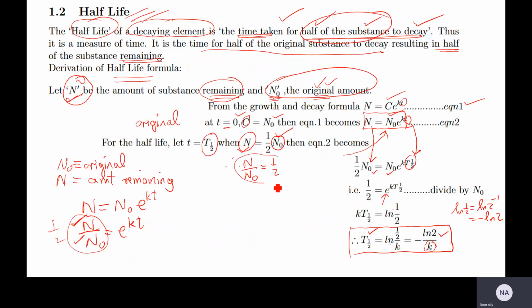N over N0, for example, was a half. Maybe it's 60%, so instead of being half, 0.6. In other words, the amount remaining to the original amount could be any percentage. In this case, it's a half, it's 50%. It could be 60%. It could be 10%. It could be 90%, 0.9, 0.1. So read the question carefully.